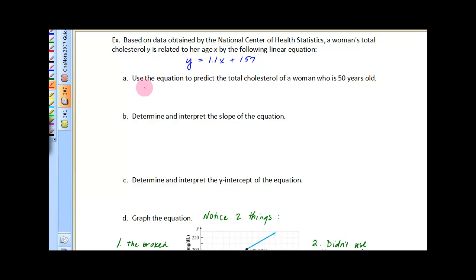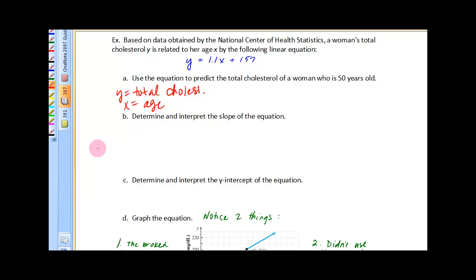Now, the question says use that equation to predict total cholesterol in a woman who is 50 years old. The first thing I would do is go back in here and really find out what they gave you. We know that y is the total cholesterol, so I'm going to write that down: total cholesterol. And x is age. It's always helpful to write those two things down first so that we know what y and x are. They're not just strange values.